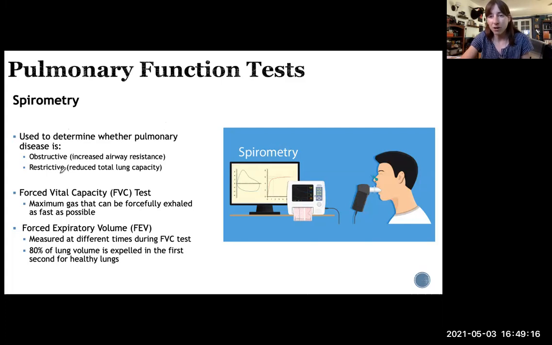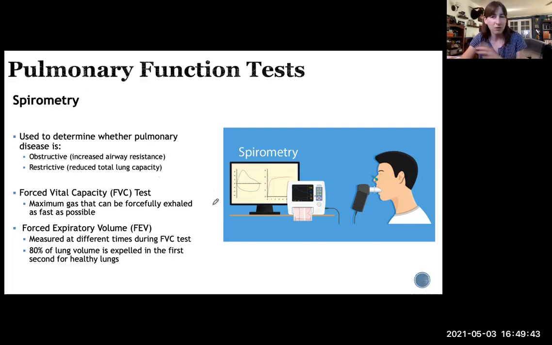Whereas a restrictive pulmonary disease means that you actually have a reduced lung capacity to begin with, or entirely. So you don't necessarily have a problem inhaling or exhaling, you just can't inhale as much or exhale as much. So your capacities are generally lower than the normal person, and we call those restrictive pulmonary diseases. And the way to tell the difference between them is to use spirometry.